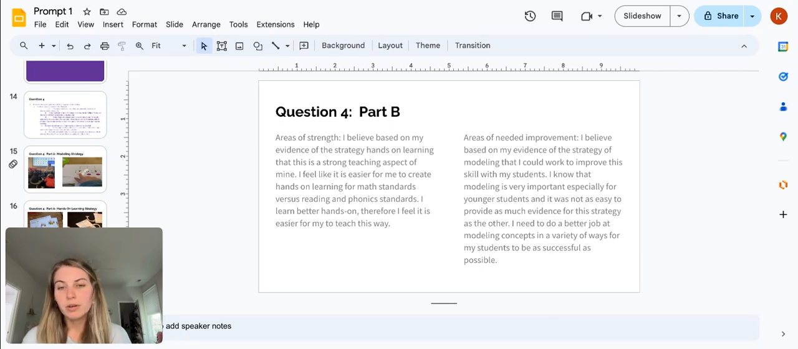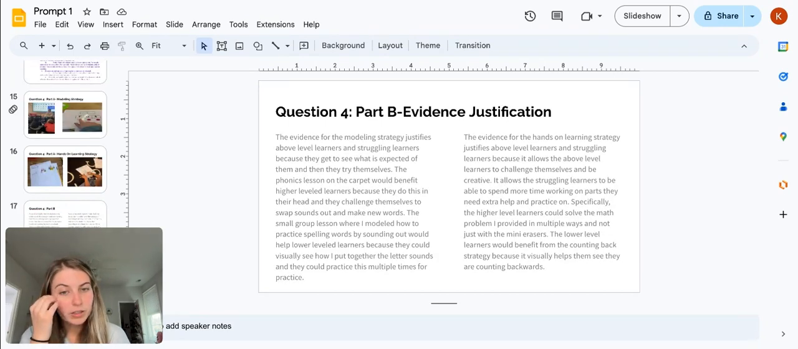Areas of needed improvement. I believe, based on my evidence of the strategy of modeling, that I could work to improve this skill with my students. I know that modeling is very important, especially for younger students, and it was not as easy to provide as much evidence for this strategy as the other. I need to do a better job at modeling concepts in a variety of ways for my students to be as successful as possible.